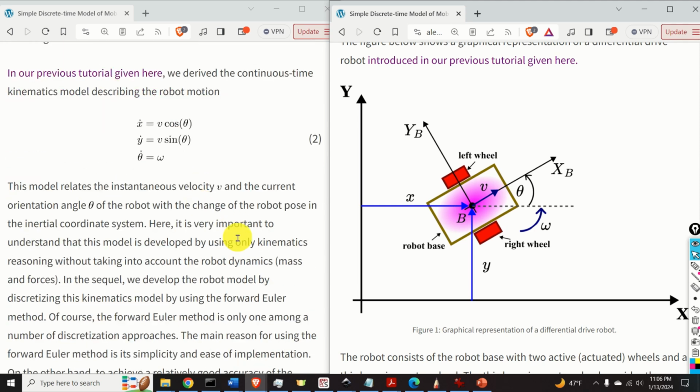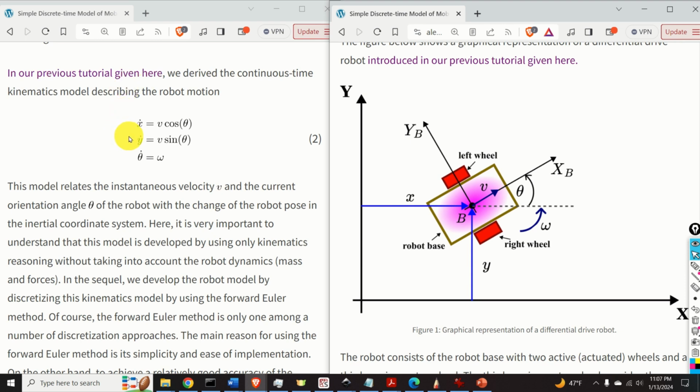Next, it's very important to keep in mind that this model is developed by only using kinematics reasoning without taking into account the robot dynamics, that is, without taking into account the mass and forces. In the sequel, we will develop the robot model by discretizing this kinematics model by using the forward-Euler method.